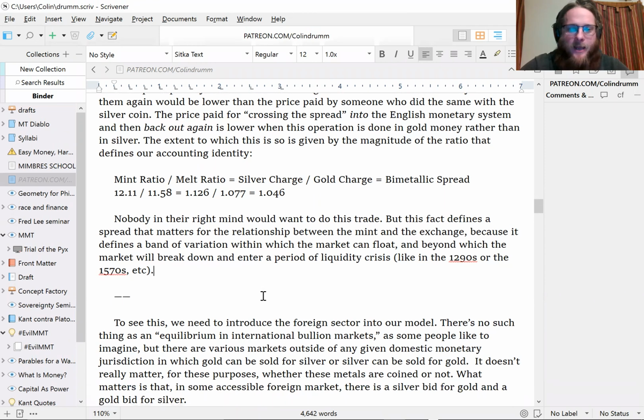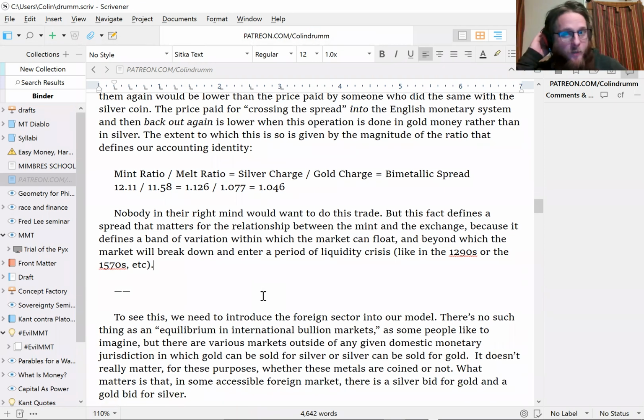Okay, and so basically, if the market moves beyond that band of variation, if it tests the policy spread, well, either the mint is going to pay a price to defend the spread, or the market's going to break.